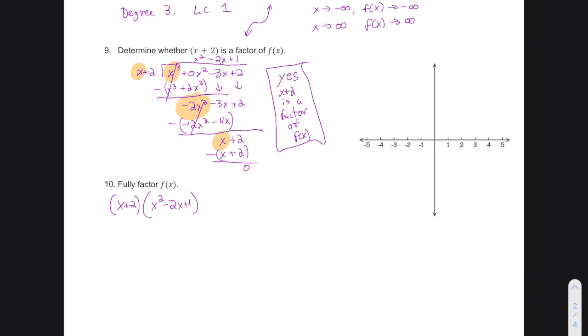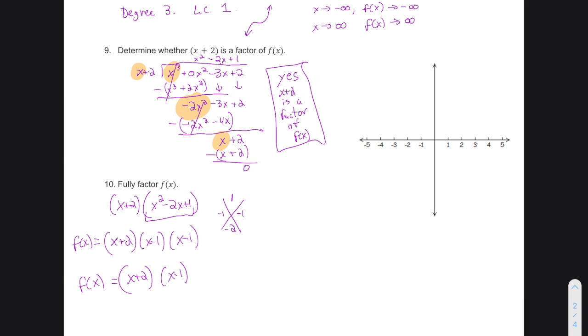Here we can see x squared minus 2x plus 1 is a quadratic, so we can use our methods for factoring quadratics. We can say, does anything multiply to positive 1 and add to negative 2? And the answer would be negative 1 and negative 1. So we can say x plus 2, x minus 1, x minus 1. So that would be an example of a fully factored form of f of x. We may also choose to write this as x plus 2, x minus 1 squared. So either of those are valid fully factored forms of f of x.